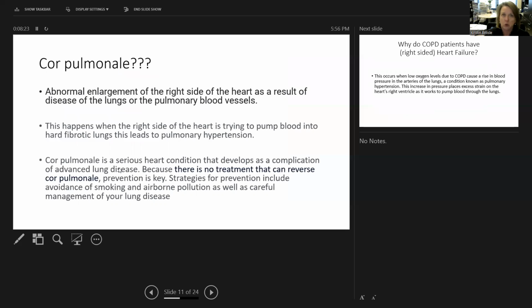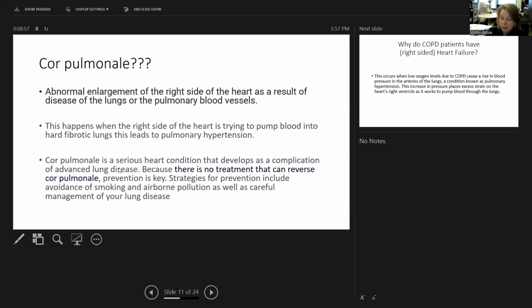Cor pulmonale, question mark. What is it, right? Well, I love this. It's an abnormal enlargement of the right side of the heart as a result of disease of the lungs. What's happening is we're causing pulmonary hypertension in the lungs. The right side of the heart is trying to pump the blood into hard fibrotic lungs, and this leads to pulmonary hypertension. So the pressure in the arteries in the lungs becomes higher. Cor pulmonale is a serious heart condition. It's right-sided heart failure. It develops with advanced lung disease.